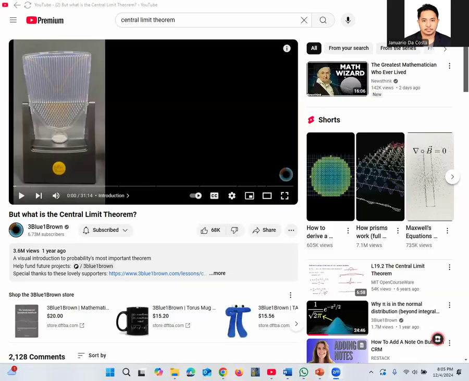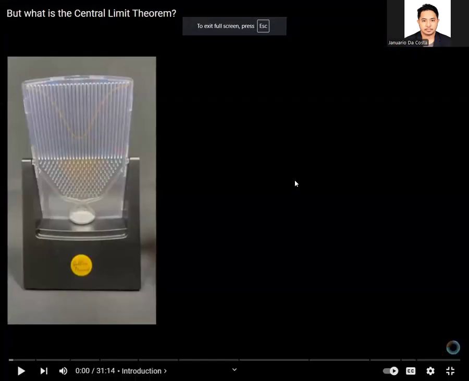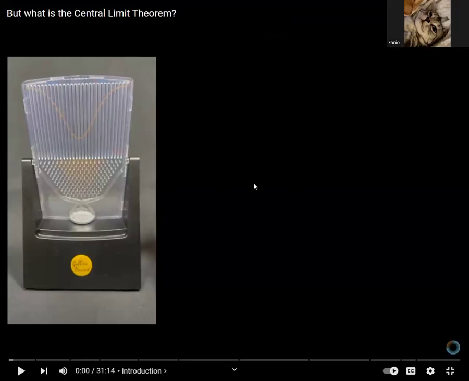Because I think the central limit theorem is one of the great discoveries in mathematics that you can use to calculate stuff. Okay, everybody ready? You can take notes. Yes, teacher. All right, go ahead.